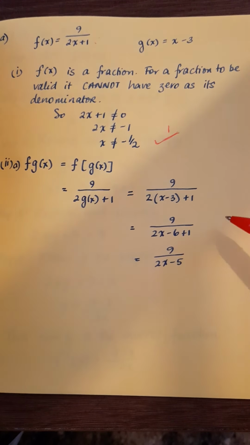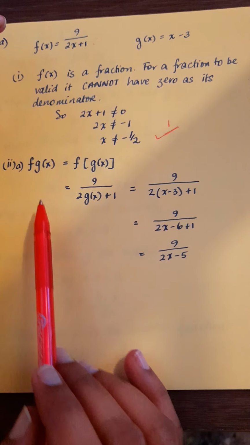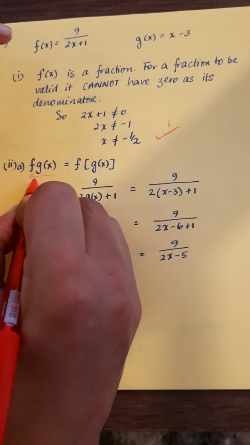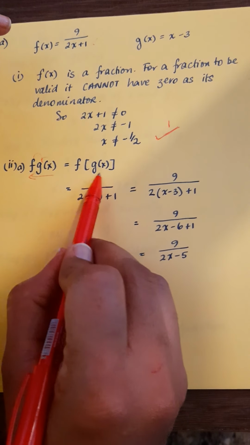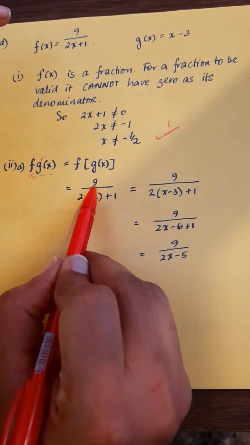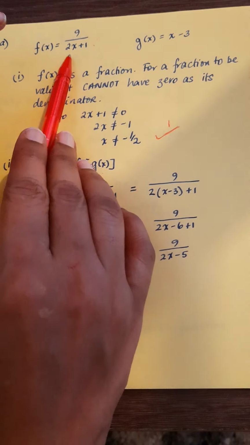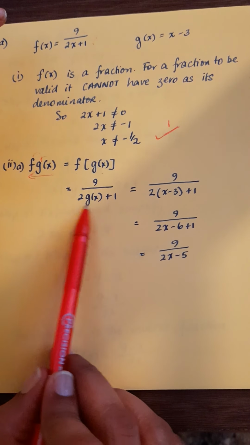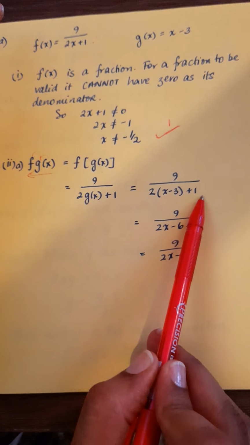All right, in the next section, they want a simplified expression for fg of x. Fg of x, we are always working this way. We have to put x in g and then g in f. So I have rewritten it as this to remind us. And then like this, 9 over 2 times g of x plus 1, because instead of x, I am going to put g of x. So 9 over 2 g of x plus 1 becomes 9 over 2 times x minus 3 plus 1.